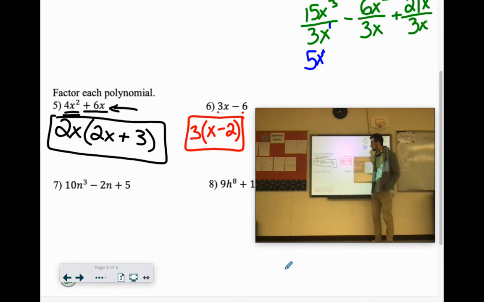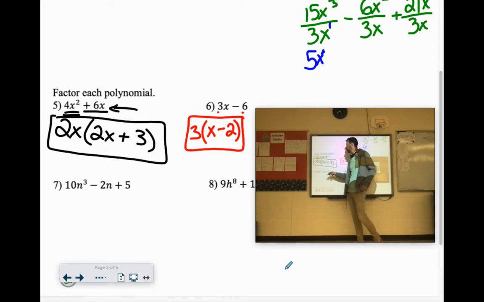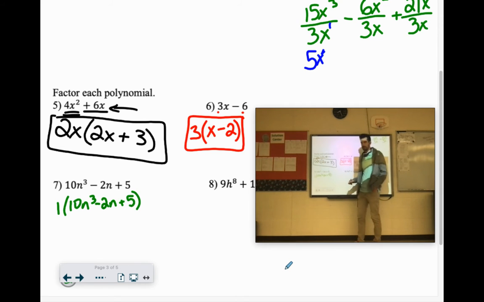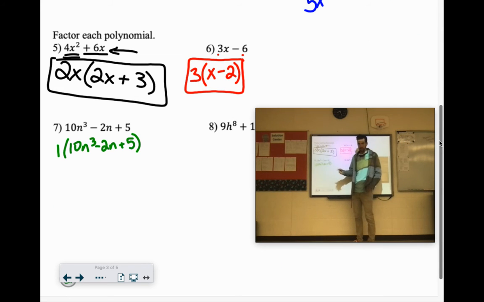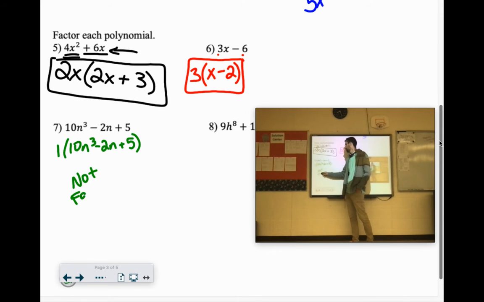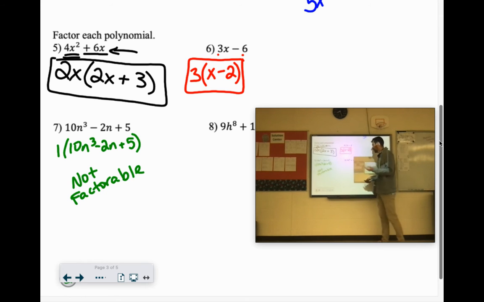10n to the third minus 2n plus 5. They don't have anything in common. So you could factor out a 1, but there's no point in factoring out the 1. You're not getting anywhere by factoring out the 1. So you would just say this one isn't factorable anymore. So we'll say not factorable. Technically you could always factor out a 1, but it's not going to advance you at all.